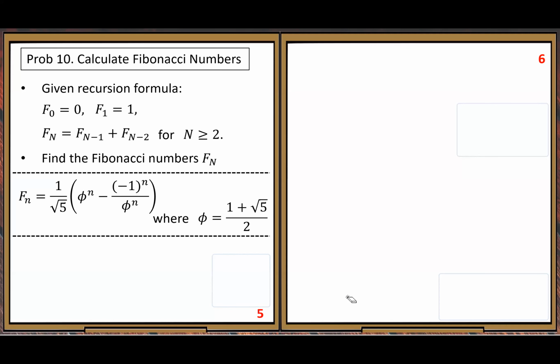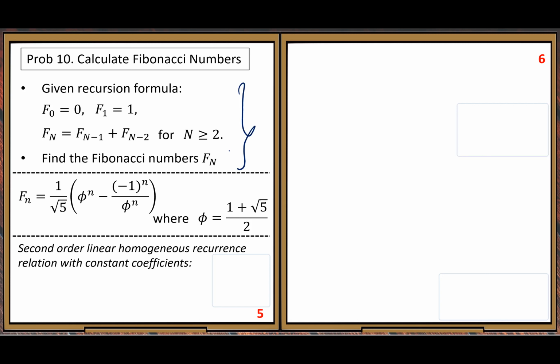First, let's look at the problem. Let's try to understand the official name of this recurrence relation. Look at this recurrence relation. A very simple one, but there is an official name for it. So what is that official name? Look at this long name.